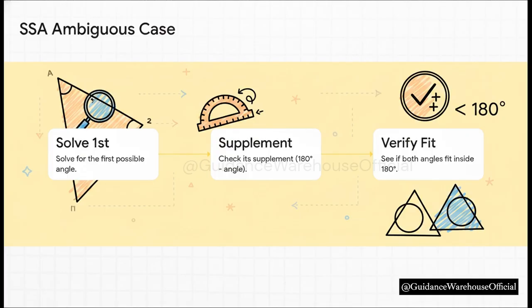I like to call this the ambiguous case. To avoid making a massive mistake on your exam, you need to run a strict procedural check. First, just solve for the angle like normal. Second, calculate its supplement by subtracting it from 180. Third, take that brand new supplementary angle, add it to your originally given angle, and see if they fit inside 180 degrees. If they do, congratulations, you actually have 2 completely valid triangles that solve the problem.